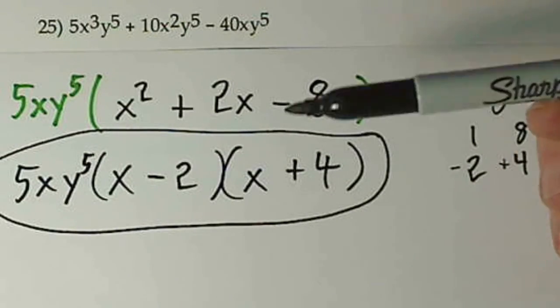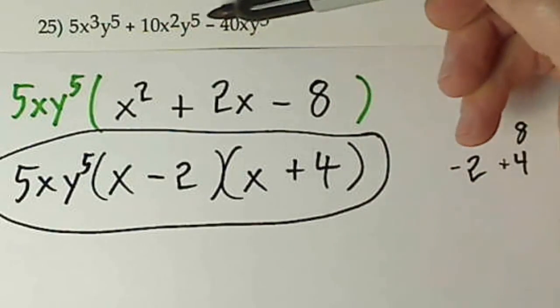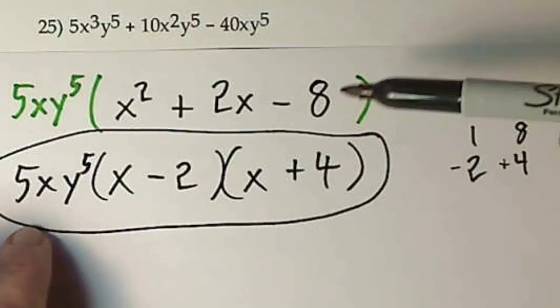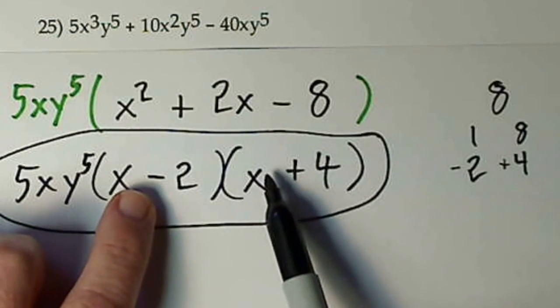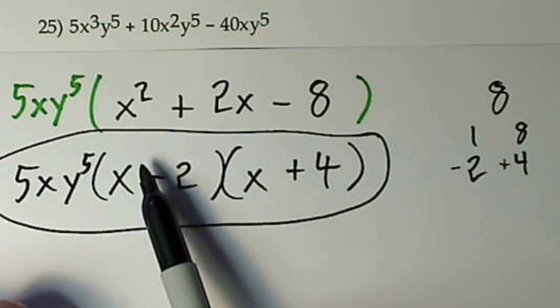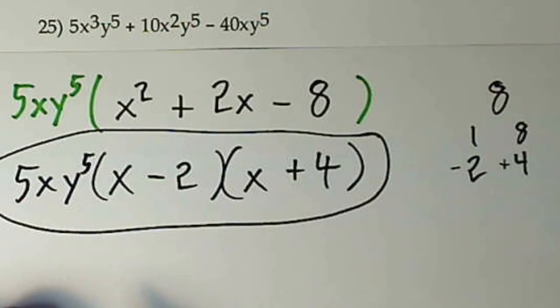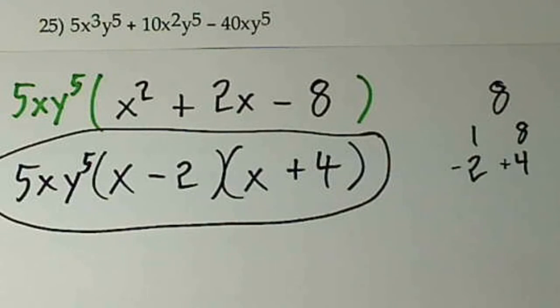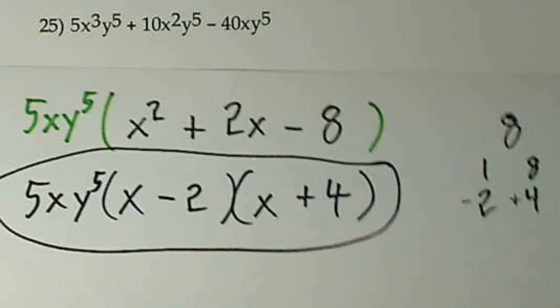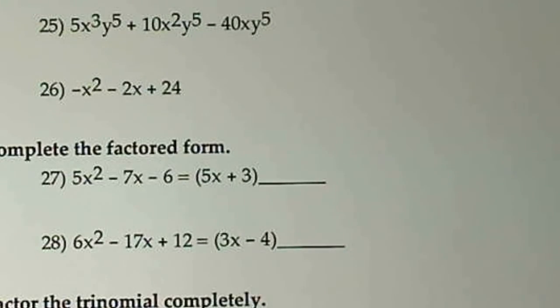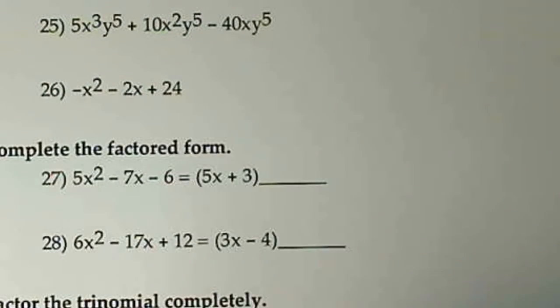Notice what happened. We had these big high exponents, and now we've gotten down to much smaller ones. First power, first power. All right, we still got a y to the 5th. But factoring is a way to get the power of your exponent lowered. And when we start solving equations, you'll see why that's very helpful. All right, so that's 25. We'll take a look at 26. Number 26. This one's very interesting.